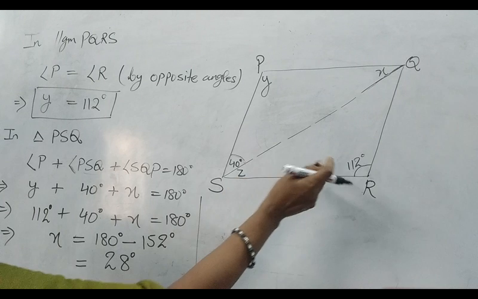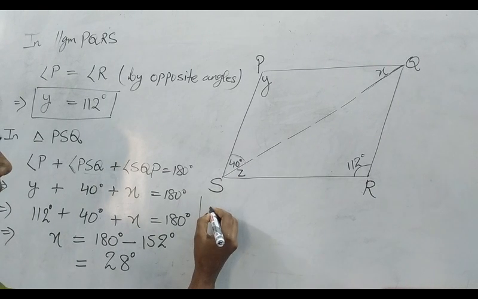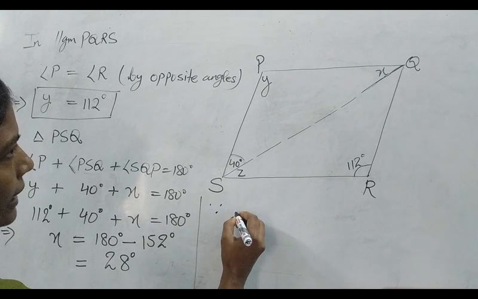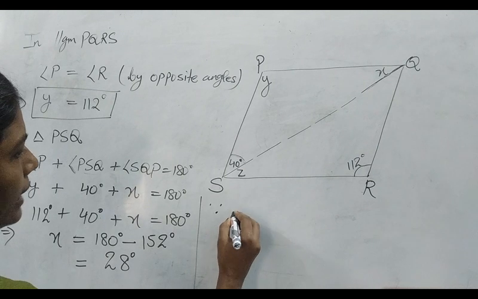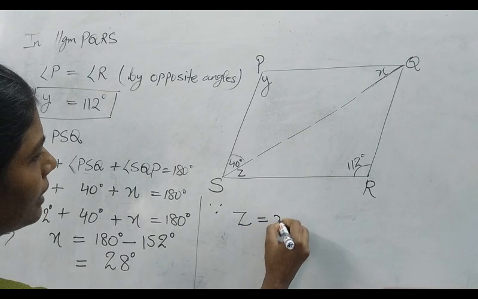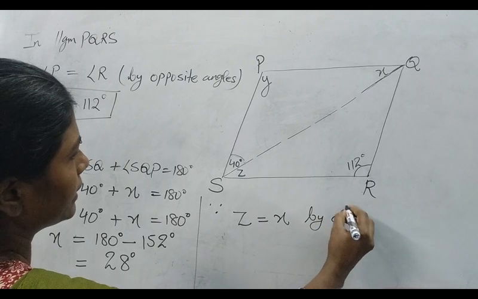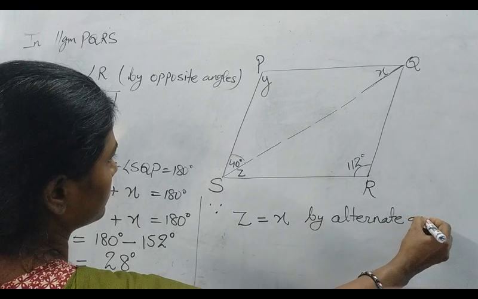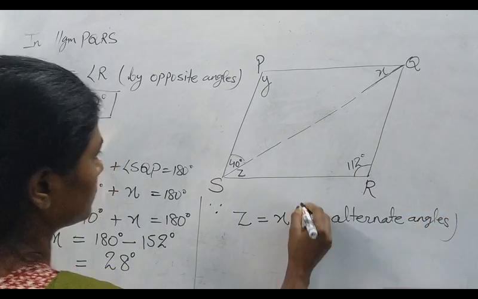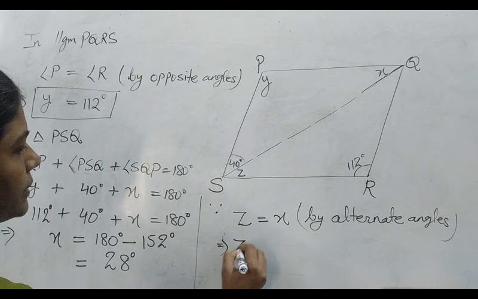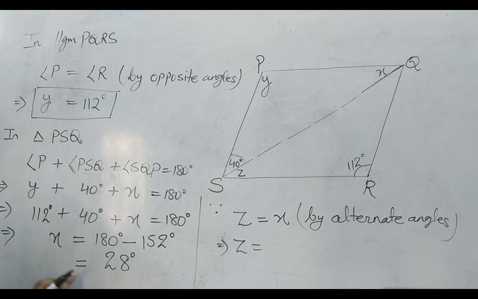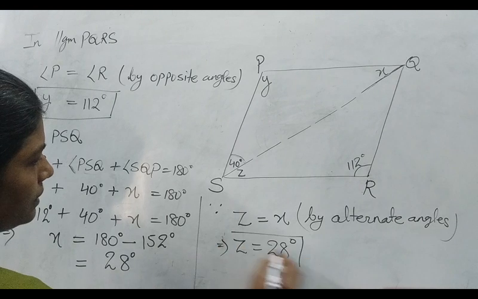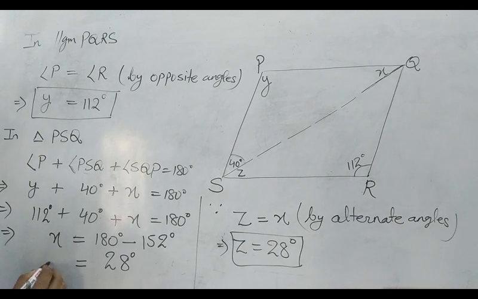Now we want to calculate the angle Z. Since angle Z is equal to angle x by alternate angles, this implies Z is equal to x. We have found out 28 degrees. So this is the measurement of Z and this is the value of x.